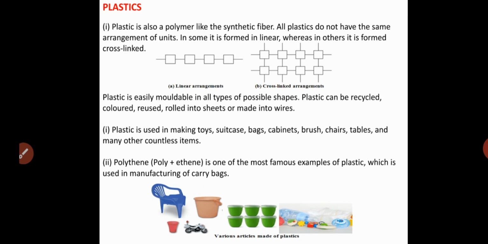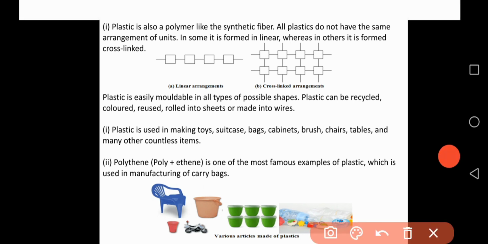Plastic is also a polymer like the synthetic fiber, and not all plastics have the same arrangement of units. It may be a linear arrangement or a cross-linked arrangement. Some plastics are formed in linear form. So this is the linear arrangement of the units present in that plastic.